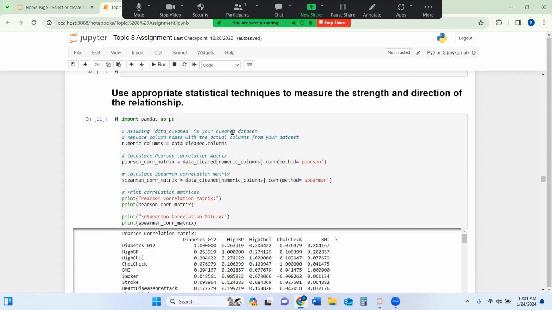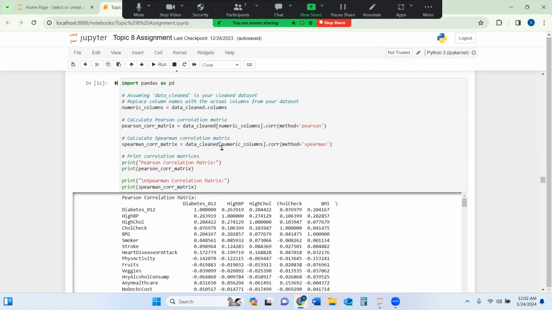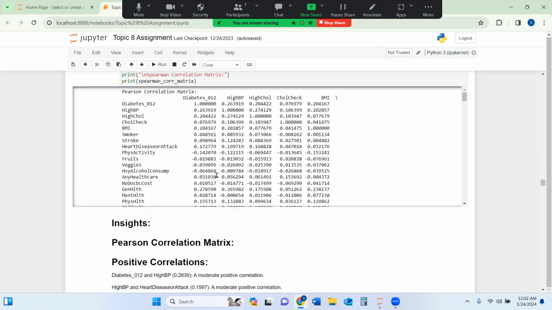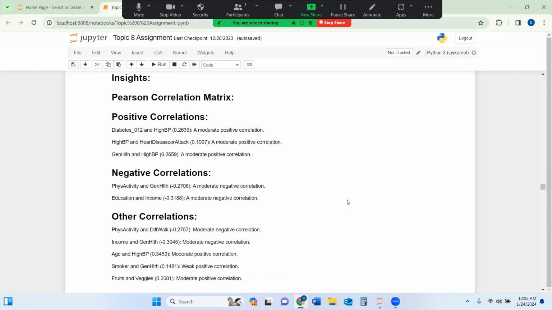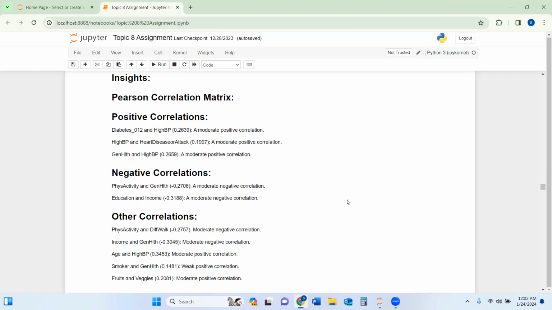I also did the Pearson correlation matrix and the Spearman's correlation matrix. And these are my values here. And the insights from the Pearson correlation matrix shows that there are moderate positive correlation for diabetes and high blood pressure, also for high blood pressure and heart disease or attack, as well as for general health and high blood pressure, all showed moderate positive correlation.